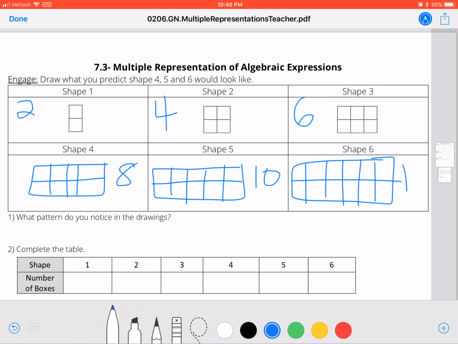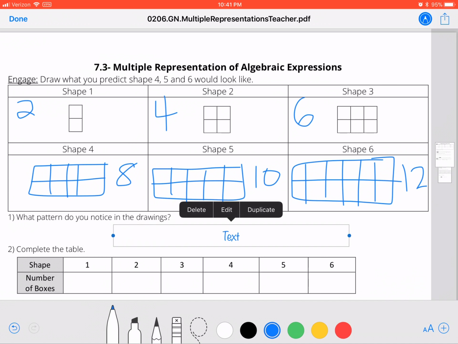So there's actually another deeper pattern that I think we can pull out from this, other than each time I'm adding on 2. If I'm adding 2 over and over and over again, that actually represents something kind of different. Adding the same thing over and over again, repeated addition, is actually multiplication. So for question number 1, what pattern do you notice in the drawings? I'm not going to say I notice that each time I'm adding 2.